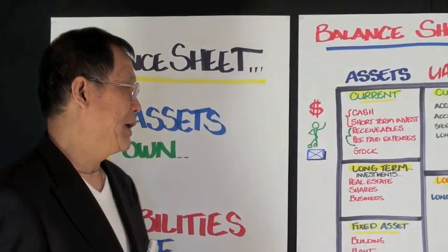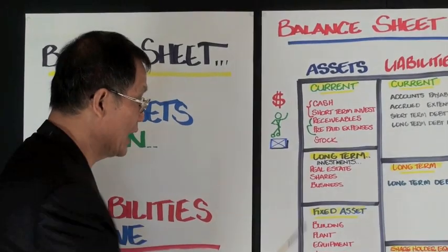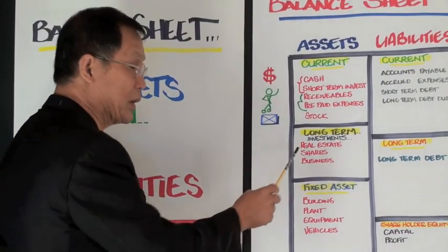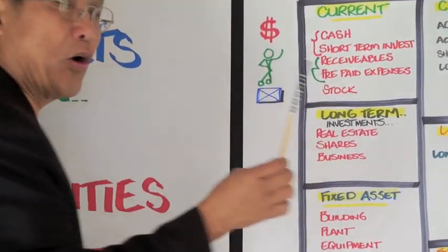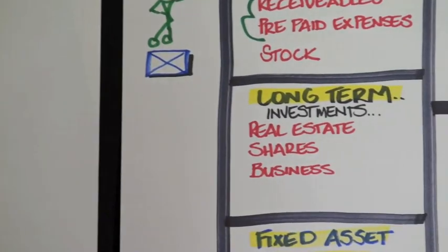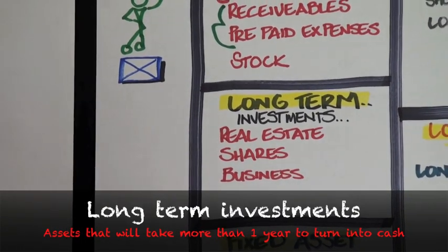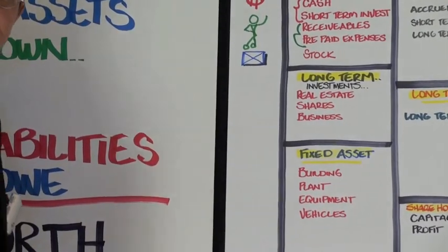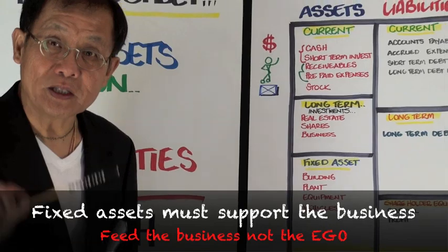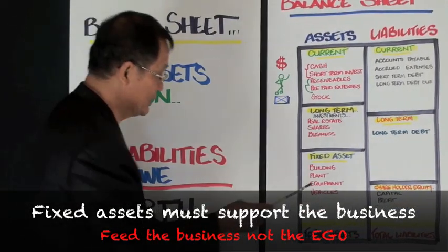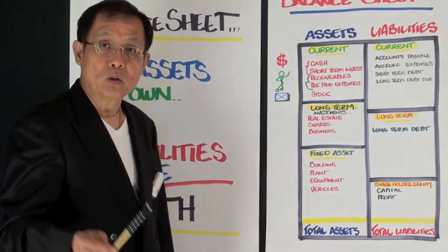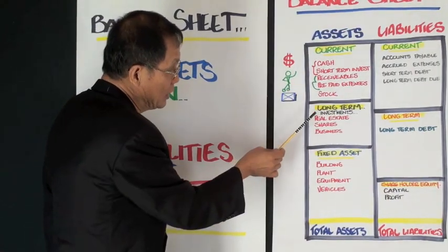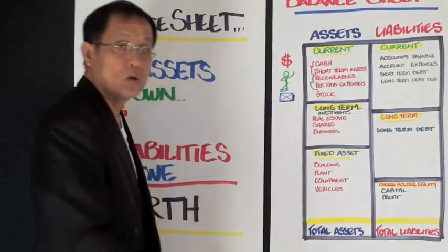In long-term investment, what are you invested in? Either in real estate or in shares in businesses. This is what you bought, but it is not for the operation of the company. These are investments that will generate income for your business. Fixed assets, on the other hand, are for example buildings. Buildings are real estate bought by the company for the use of the business. You have plant, equipment and vehicles which are used for the purpose of running the business. So here you have current assets, long-term investment, and fixed assets. This gives you your total assets.